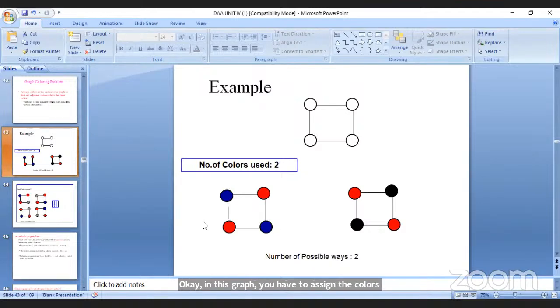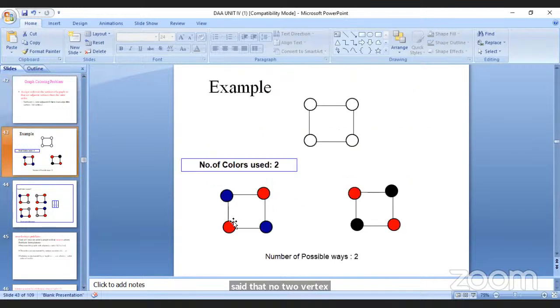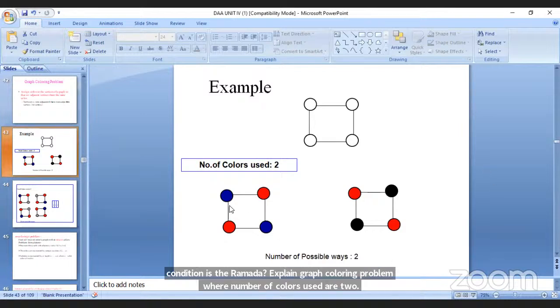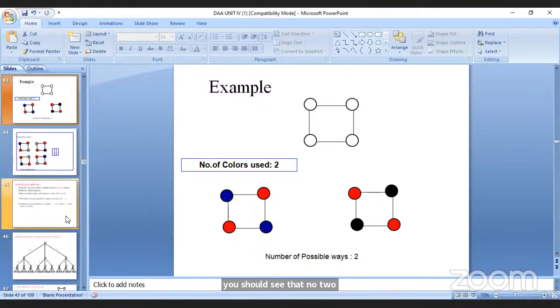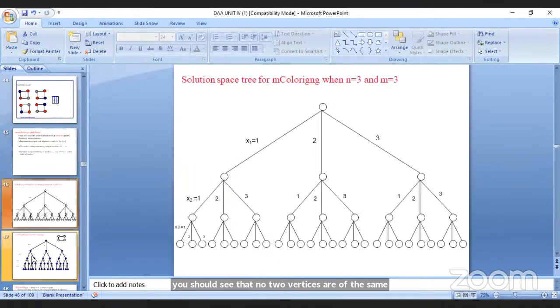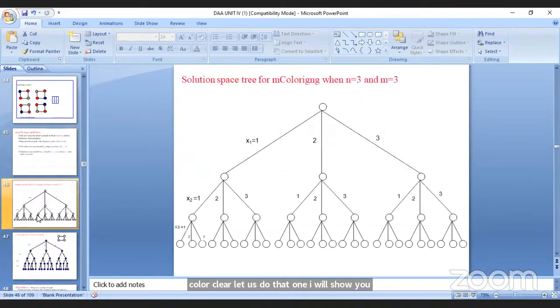The vertices ki manam colors ivvali such that no two vertices should be of the same color. Okay? So number of colors used here are 2. What condition is there? Explain graph coloring problem where number of colors used are 2. So you're going to take 4 or 6 or whatever you're going to take. You should see that no two vertices are of the same color. Clear? Let us do that one. I will show you. See, this is the solution you are going to find. So we will do it and I'll show you.